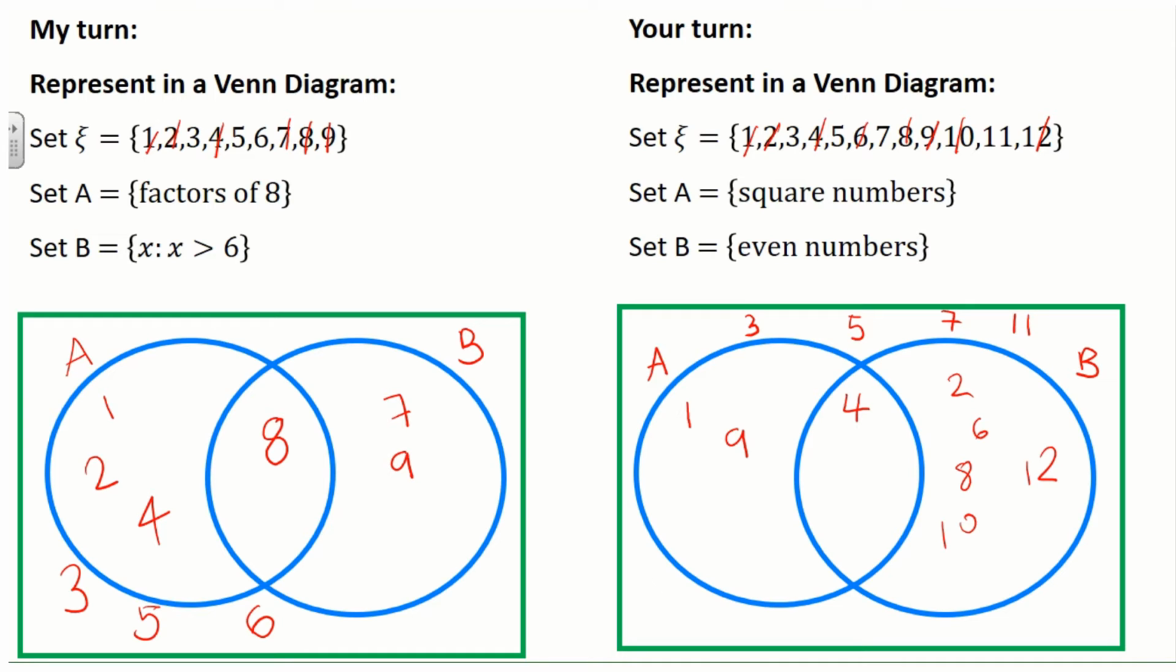Our Venn diagram should look something like this. One thing just to note, if we were looking at the complement of B, if you needed to write out that set, we would include this 3, 5, 7 and 11. We'd also include this 1 and 9 because they are on the outside of our circle that represents B. Okay? So what I'd like you to do now is pause the video and work through all of the questions in task 1 for me.